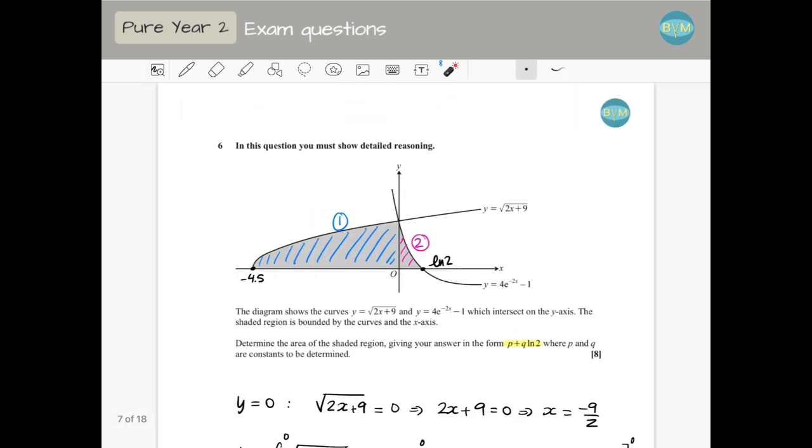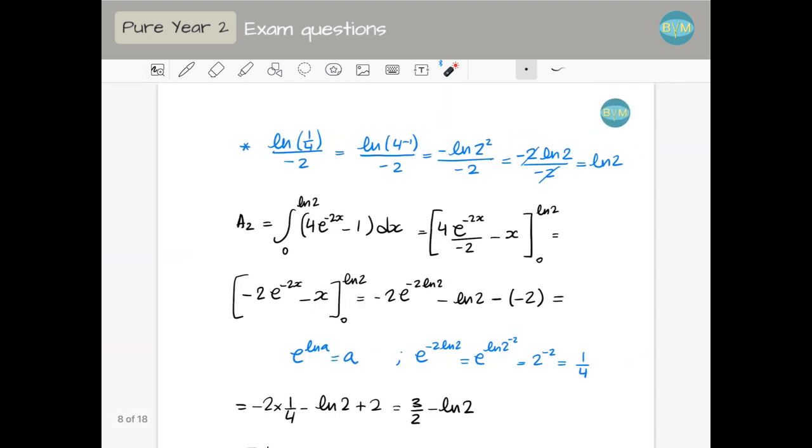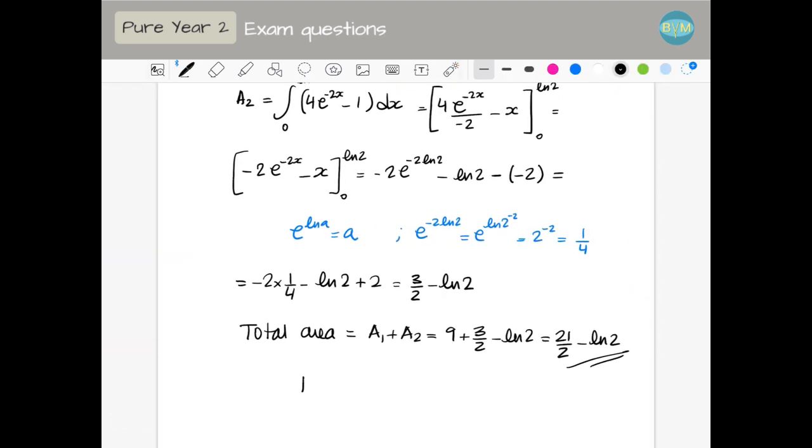And they were asking me about the coefficients. So p is the number that is alone, and q is the coefficient of ln 2. So I'm going to just write a line saying that p is 21/2 and q is minus 1. And that's all with this question.